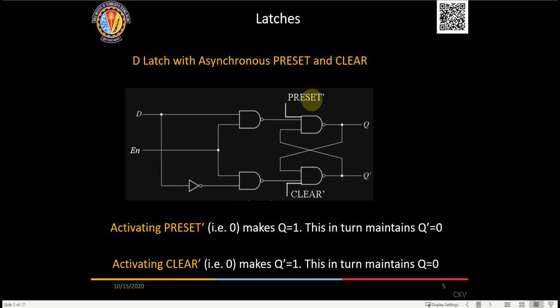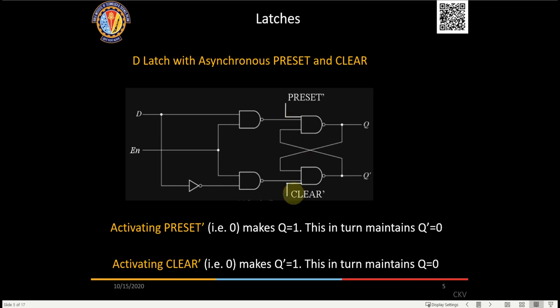If you see this preset dash and clear dash, preset is nothing but set and clear is nothing but a reset, right? So if I give set equal to 0 out here, what will be the output? Is it dependent on D or clock? Enable, we are giving the clock here in that graph. If I give a preset here, or set bar, if I give a 0 here, does Q immediately go to 0 or will it wait for any clock? It would not wait for any clock.